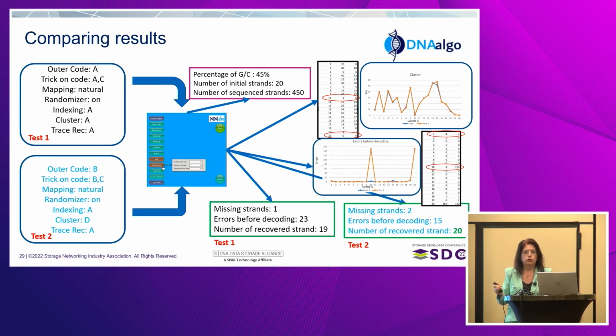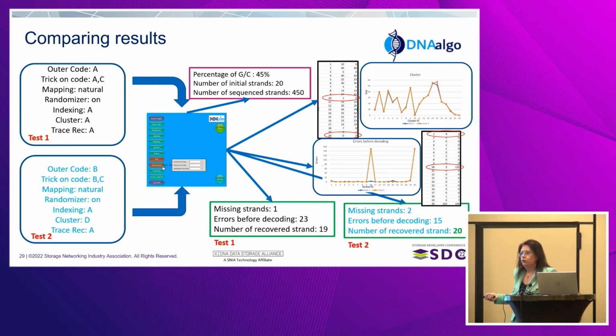At the end, what happened? Our simulator finished in one case with success, in another it was not able to recover all the strands. So with test 1, there was one missing strand. We had a higher number of errors before the decoding, and at the end, the strand had been completely lost. So we were not able to recover that.